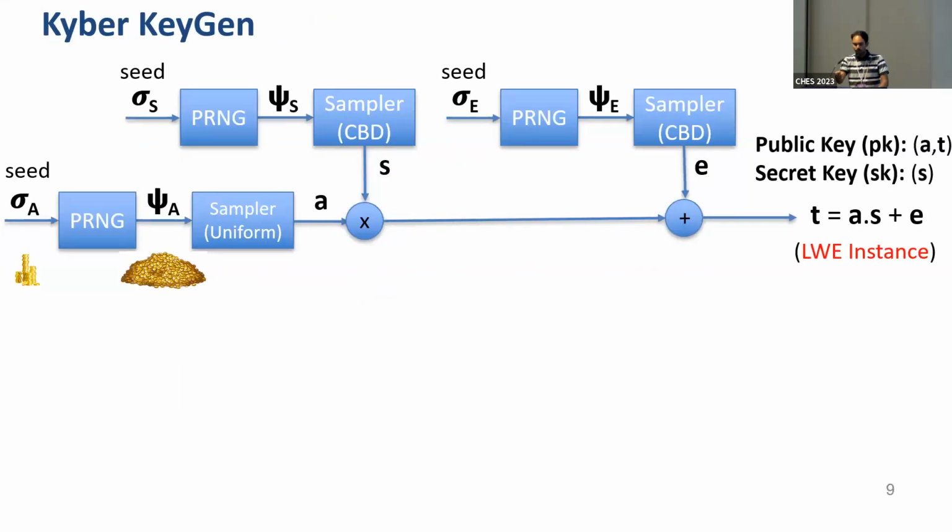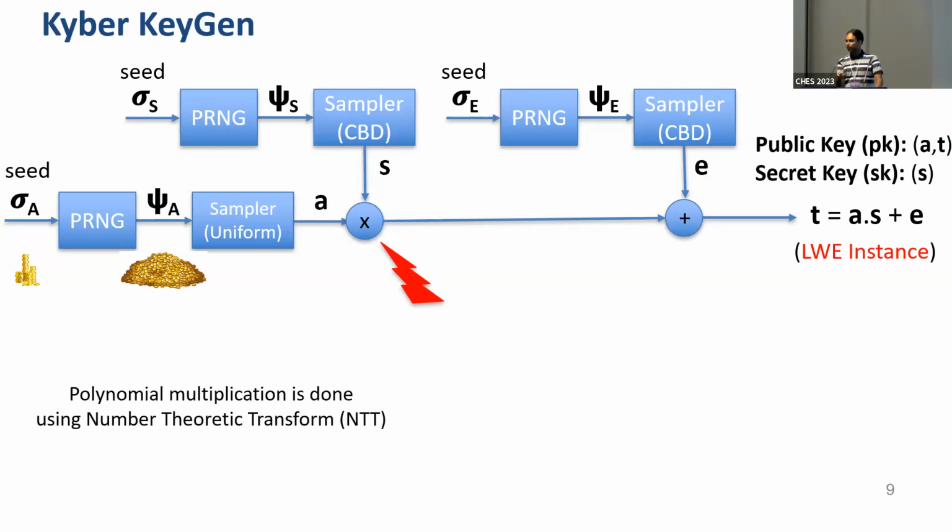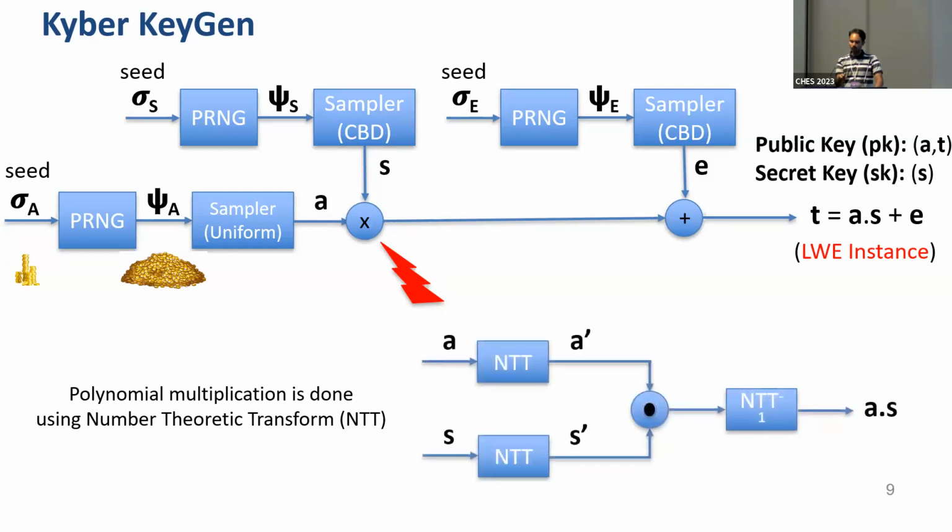So the operation that we want to target is the multiplication of A times S. This multiplication is done using the number theoretic transform in the following manner. You take A and transform it into A prime using the number theoretic transform. You do the same for S. You do a pointwise multiplication, and then you do an inverse NTT operation to compute A times S.